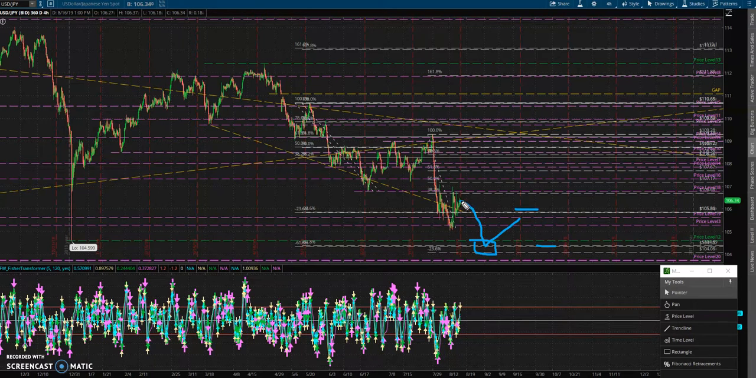If you're starting to see maybe a completion or a pullback right in this region, you might want to think about a spread all the way down to this region. So definitely some trades on the USD JPY this week. And I think that completes it.